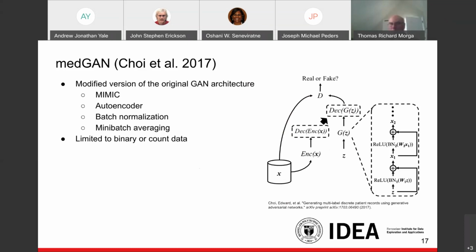Taking a step back, GANs were originally designed for images. The nice thing about images is that every single value is predictable, in terms of being between 0 and 255 or something like that, depending on the image. Basically, they're predictable pixel values. And so they limited it to binary and count data to try and maintain that predictability.